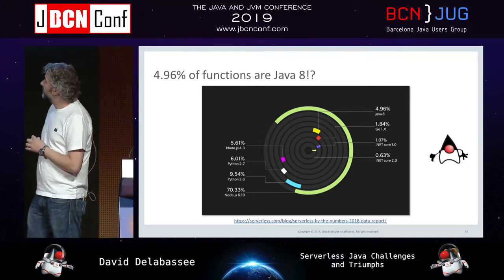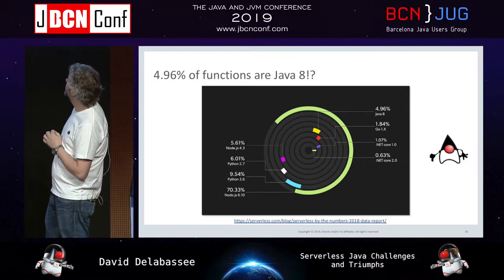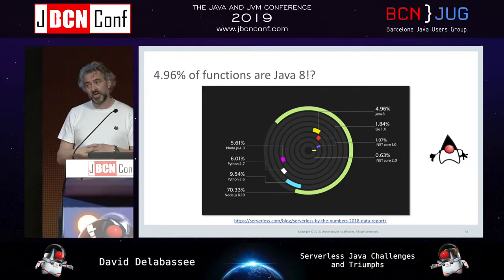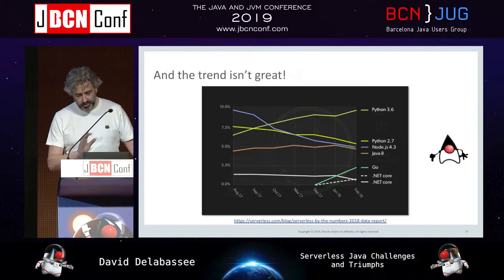And Java, that's basically the small yellow block that we have at the top, which is not even 5%. It's 4.96. So clearly, it's not that great, right? So that was the first question.